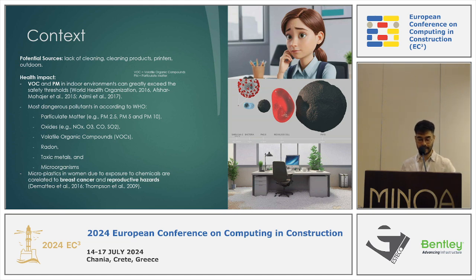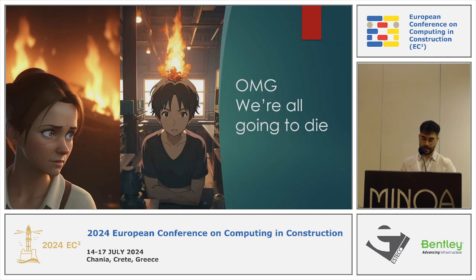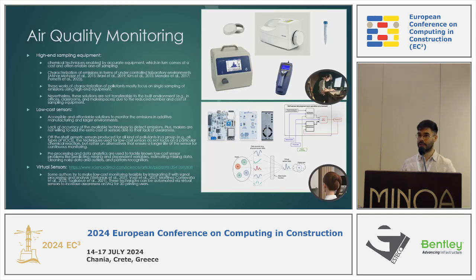So for Noah in this case, he found out that the exposure to these chemicals can be correlated to breast cancer and reproductive hazards. And for Mikey, the process that he runs can lead to brain strokes, chronic pulmonary diseases, lung cancer, and so on. So they kind of feel like, oh my God, we are going to die, even though we are in a supposedly safe space. And they quickly go into what can we do to figure out what's in the space, what's the current situation of the pollutants.